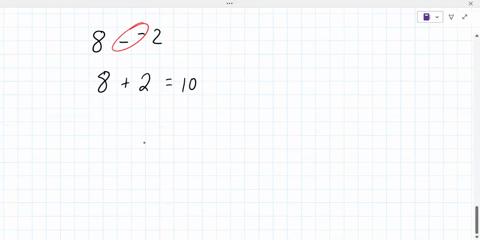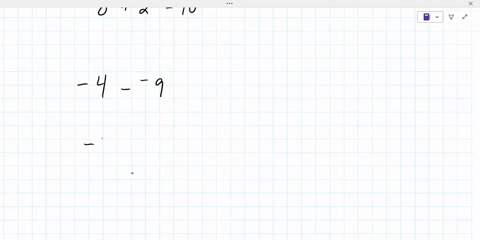But you might see something else like this. You might see -4 minus a minus 9. Well, what does that double negative become? Positive. So this becomes -4 plus 9. What does that become? It becomes +5. Good. Okay. So is that clear about the same sign, opposite sign stuff?